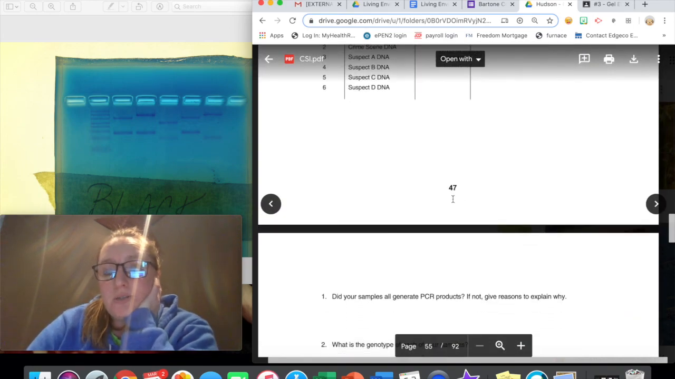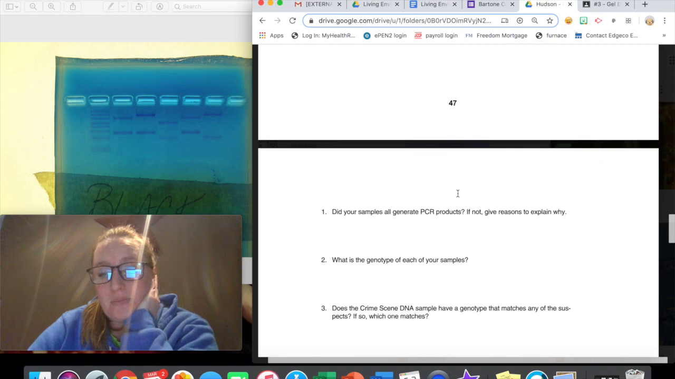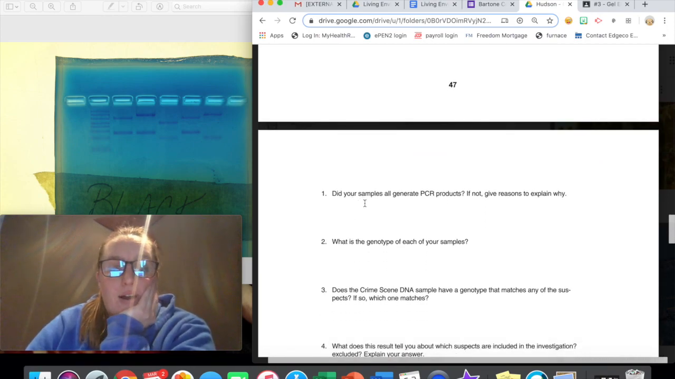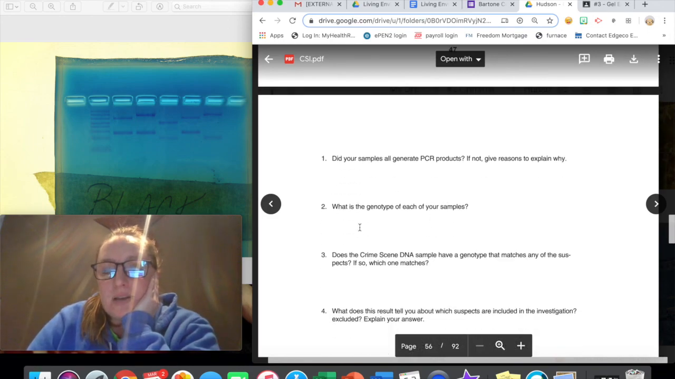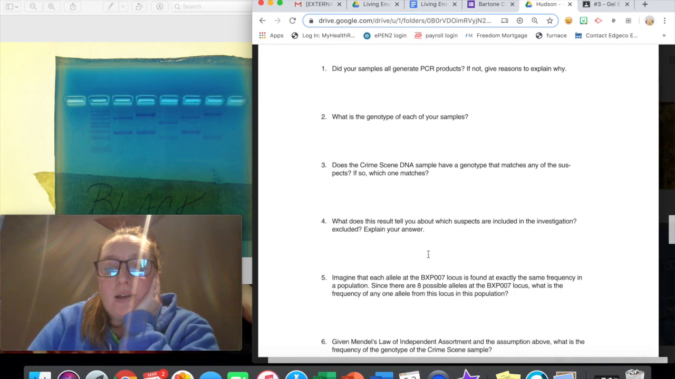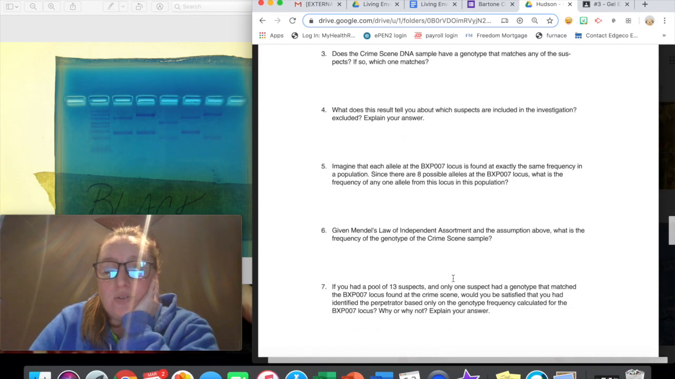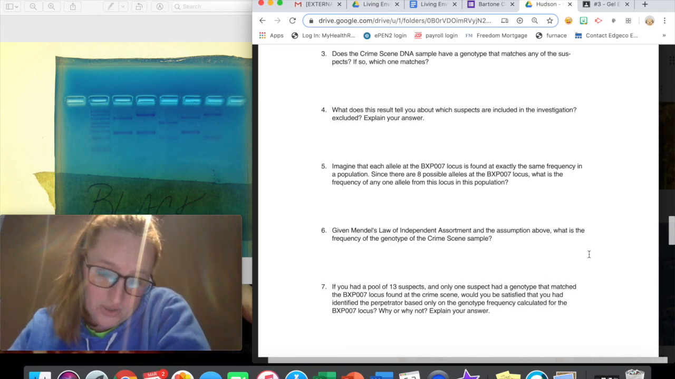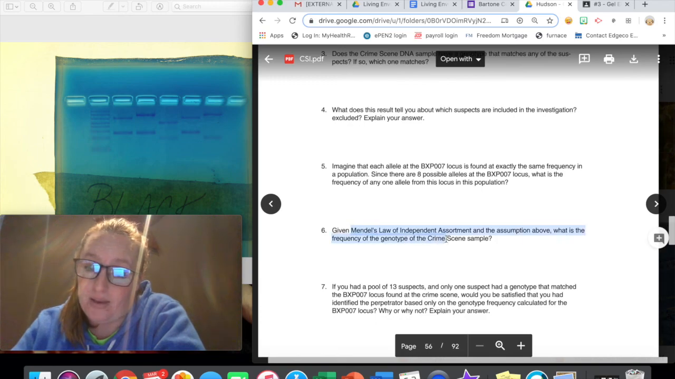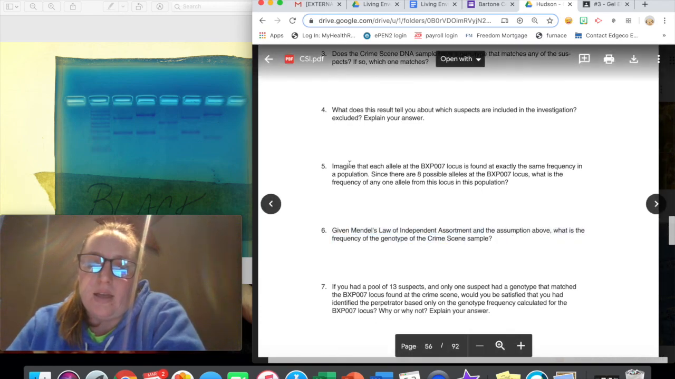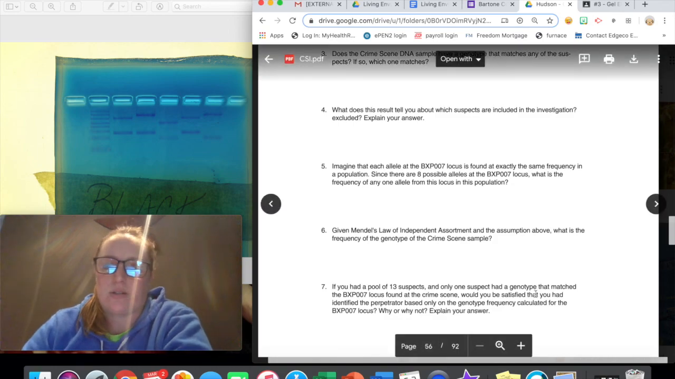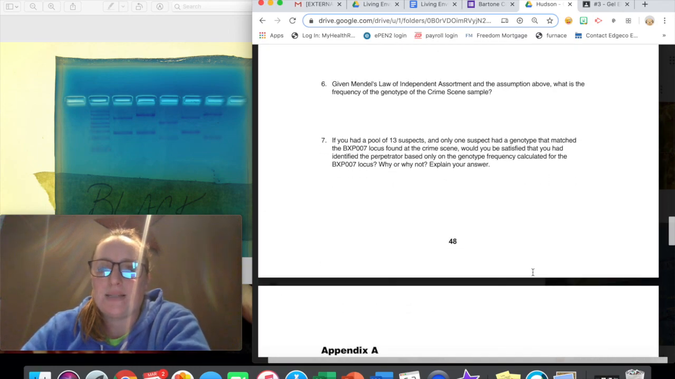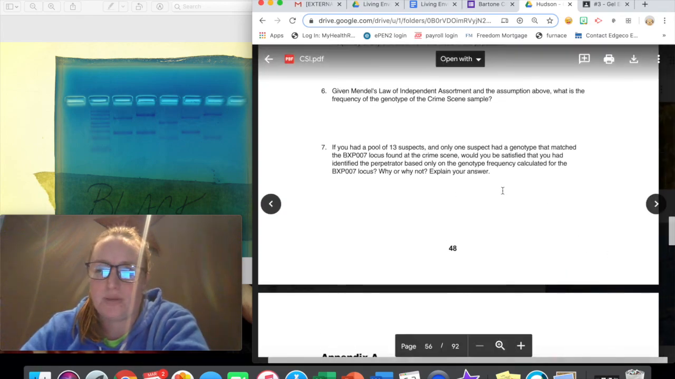The last page is questions. The first question: did your sample all generate PCR products? If not, give an explanation why. You can go ahead and tell a great story about how coronavirus interrupted the whole lab, and so we have no idea if it will actually make PCR products or not. The genotype of your samples should be the 2 numbers. Okay, and then you're going to go through a couple more of these questions. I'm going to leave you to do those on your own to see what you come up with. Feel free to Google things like Mendel's law of independent assortment. Some of the math here is not as hard as you think it's going to be, so don't get all tweaky about it. If I can do it, you guys can do it, because you know I'm terrible at math, okay? The last page of your lab should be page 48, because I have this big PDF open that's partly of your lab.